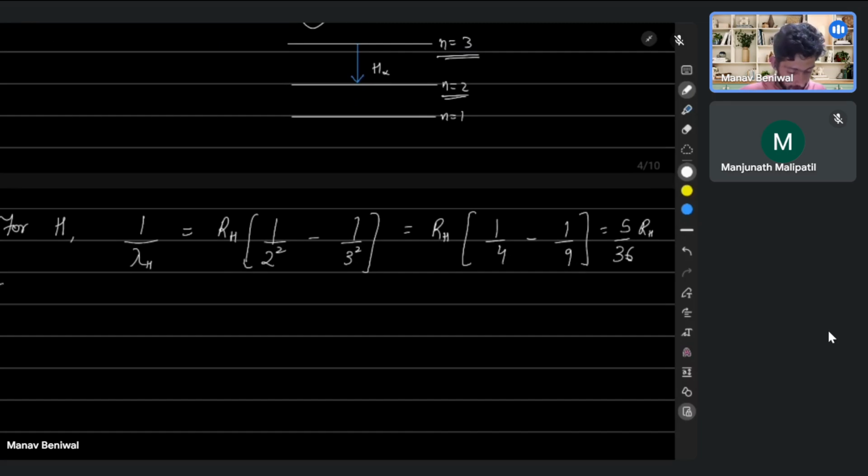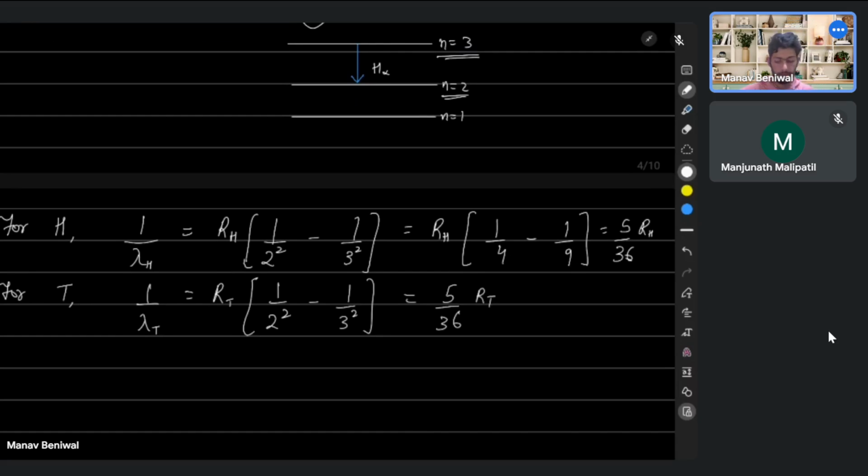Similarly, we can write for tritium 1 over lambda t. This will be some new Rydberg's constant for tritium and the same transition, right? Because this is the same. So this will be 5 over 36 RT.